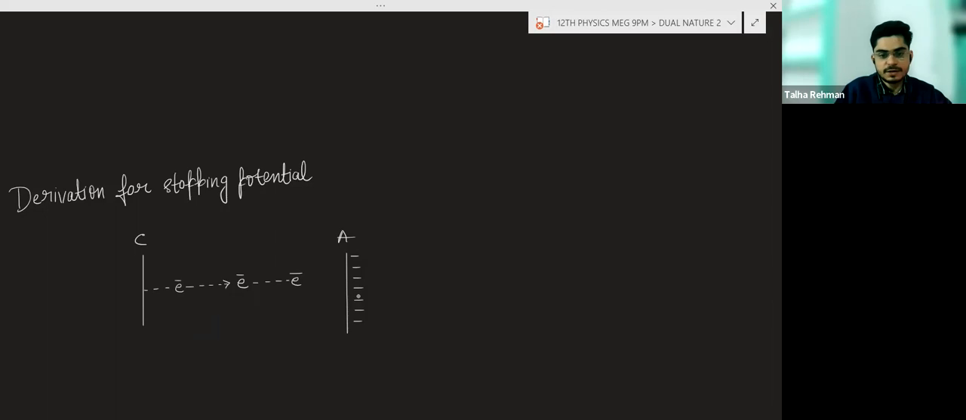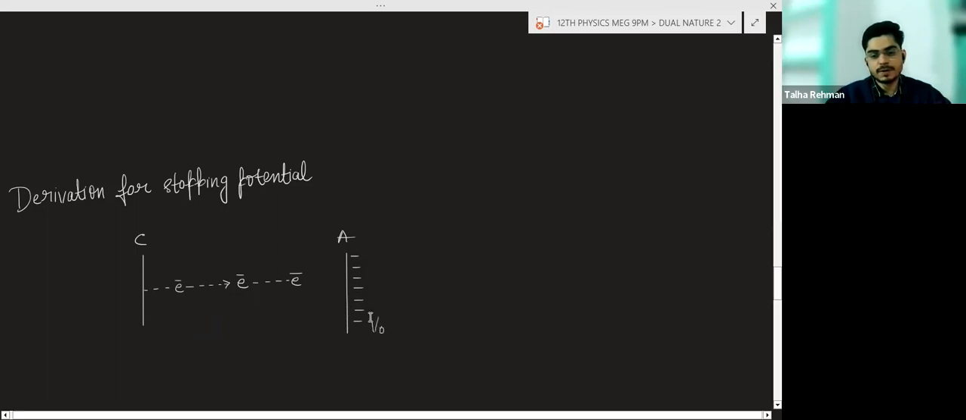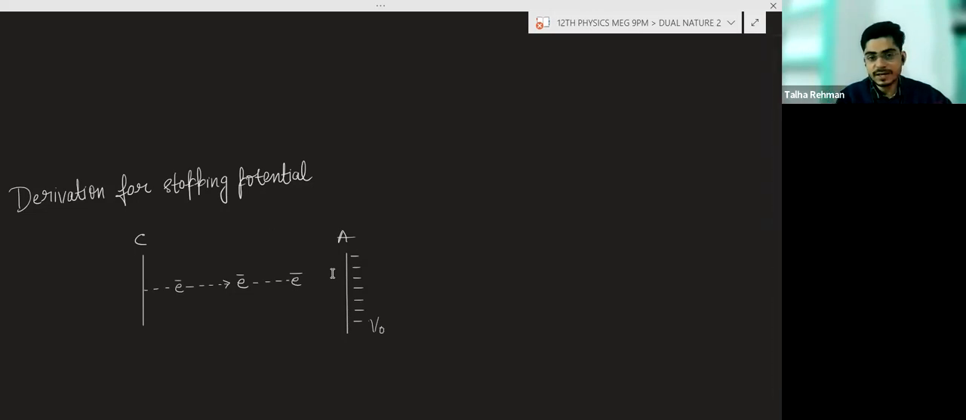Suppose you have applied here the stopping potential. So what will happen at the stopping potential? No electron can reach the anode. It means that the electron which has the maximum kinetic energy also will not reach the anode. That electron having the maximum kinetic energy also will not reach the anode.